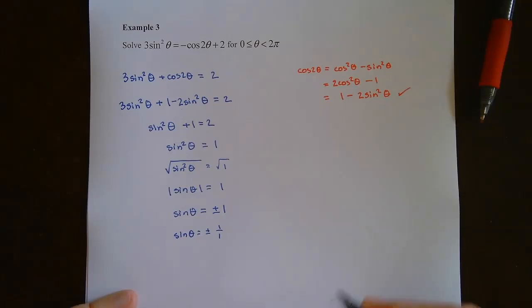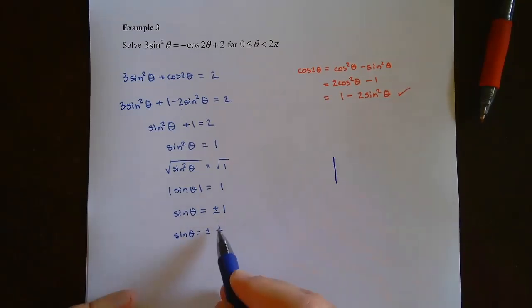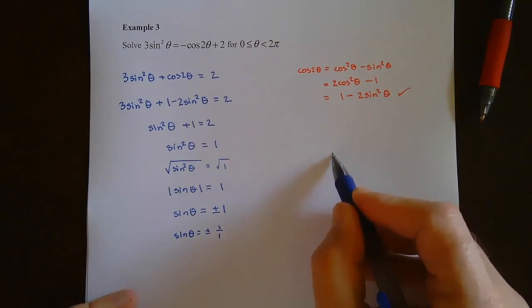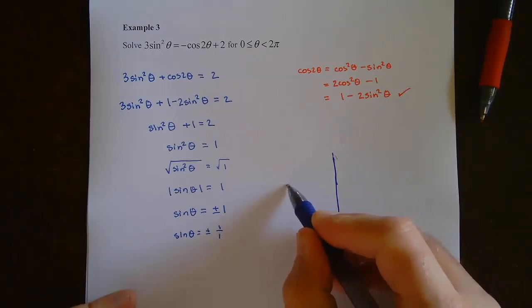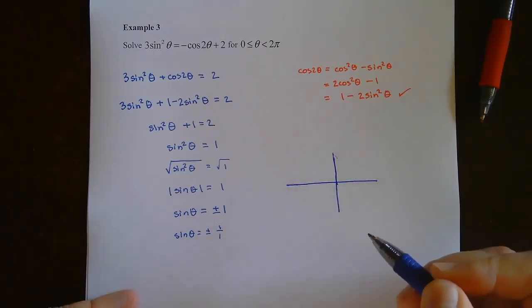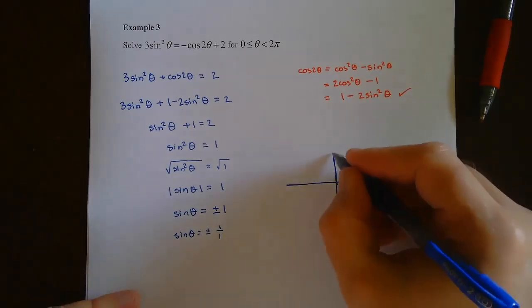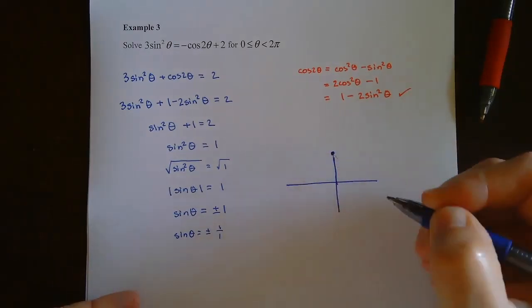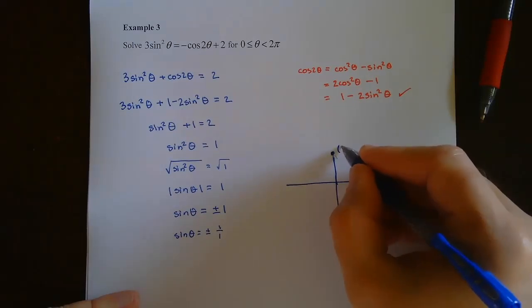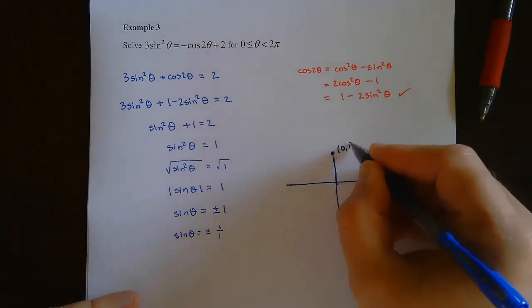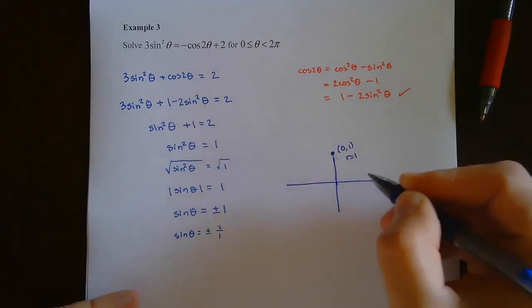Okay, where does that happen? Remember, this is our y and this is our r. Where is it that y and r would both be 1? It would happen right here, okay? Because right there, x is 0, y would be 1, and our r would be 1.